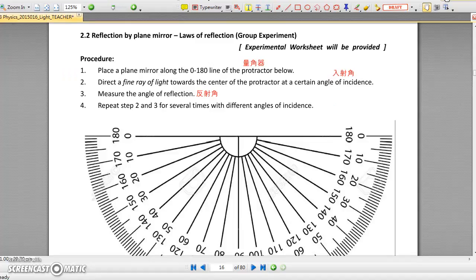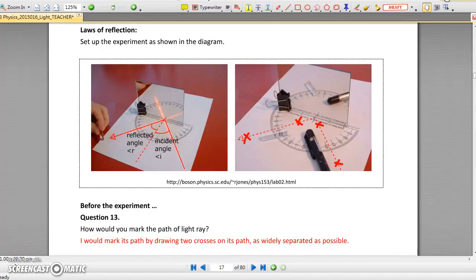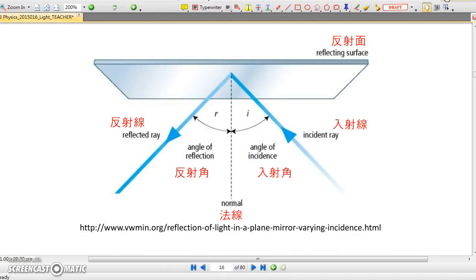So in this lesson, you are going to do a very simple experiment to verify the laws of reflection. You will be given a light sheet with a ray box projector which looks like that. And then you set up your apparatus just like these pictures. And what you are going to do is to measure different angles of incidence and measure the corresponding angle of reflection and see how they are related.